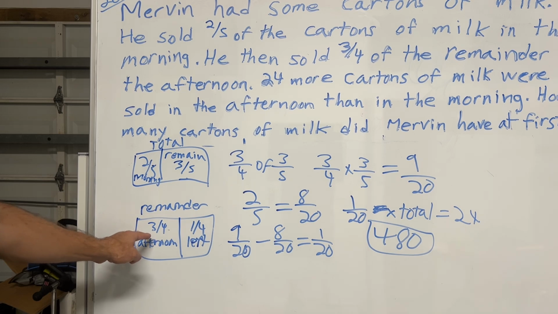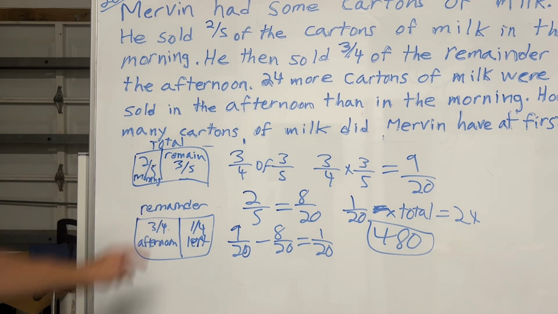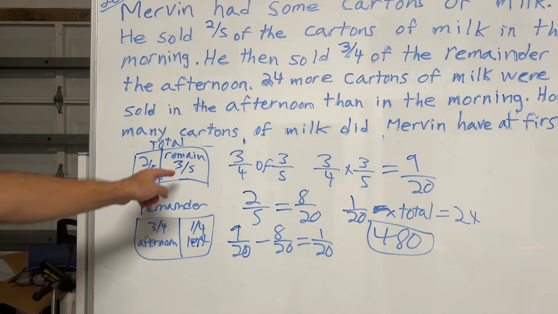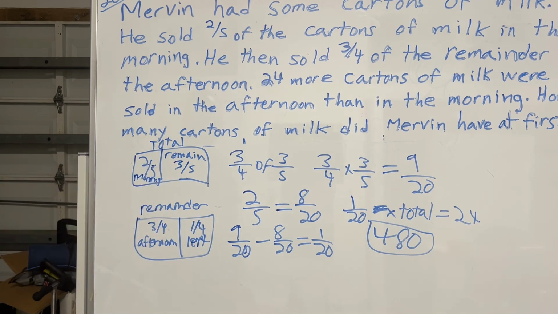You just have to remember the whole idea is when you take a fraction of a fraction, you're multiplying the fractions. 3/4 of 3/5 is 9/20. So 9/20 sold in the afternoon, 8/20 sold in the morning. The difference between them is 1/20. That's 24. If 24 is 1/20 of a number, that number is 24 times 20, 480. So that's the end for problem number 26.